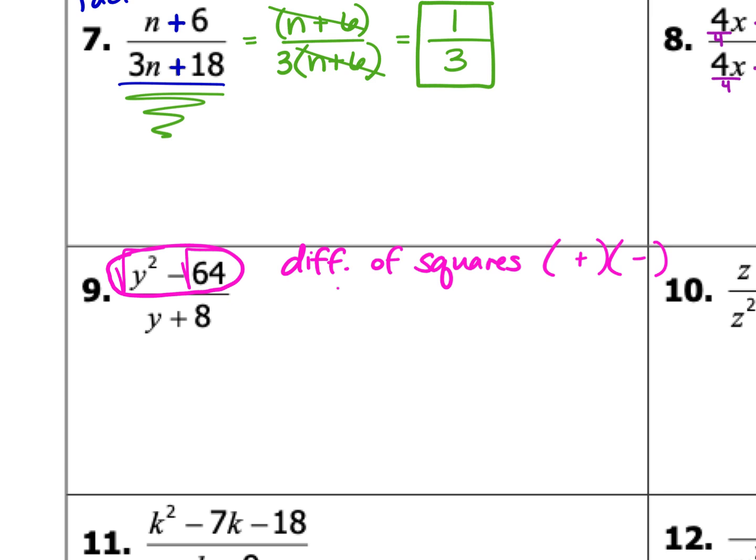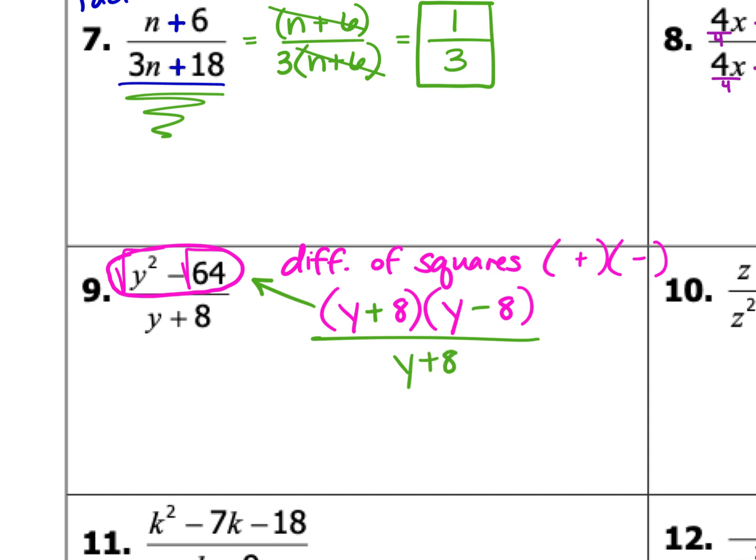We're going to square root y squared, which is going to leave us with y's in that first spot. And then we're going to square root 64, which is going to leave us with 8 there. And so 1 is going to be plus and 1 is going to be minus. That's the factored form of that. Then your denominator is y plus 8. And now from here, you've factored, so now you can start getting rid of things that are identical as long as the whole binomial is the same. So y plus 8 over y plus 8 is 1, which means all you're left with is y minus 8, and that's your answer.